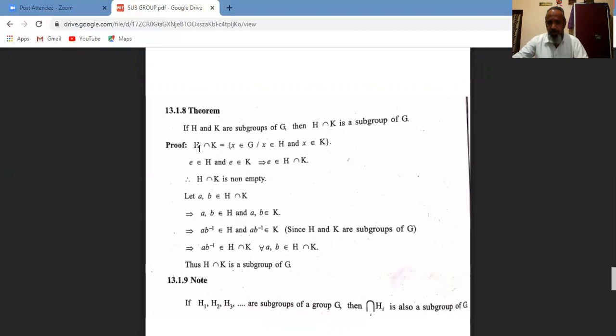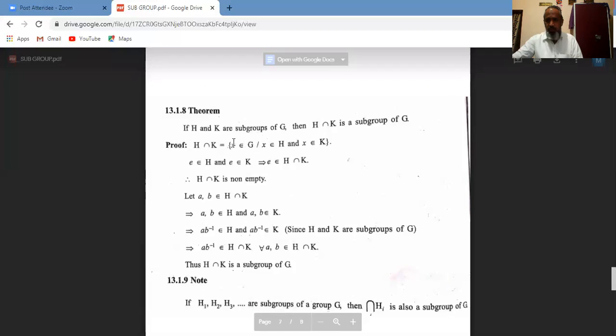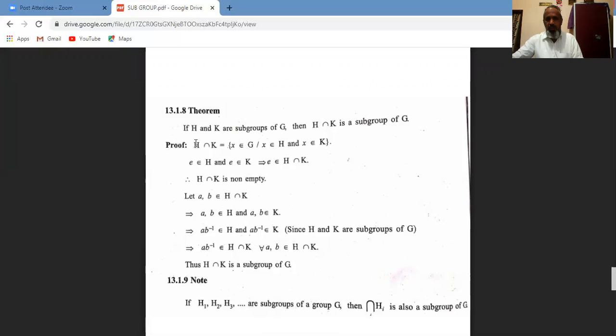H intersection K is nothing but the set of elements x belonging to G such that x belongs to H and x belongs to K. So this is the definition of H intersection K. So what are H and K? H and K are two subgroups of a group G. So the intersection of two subgroups is the set of elements in G which are elements of H and elements of K. So this element x must be an element of H and K. So this is a combined element of H and K.